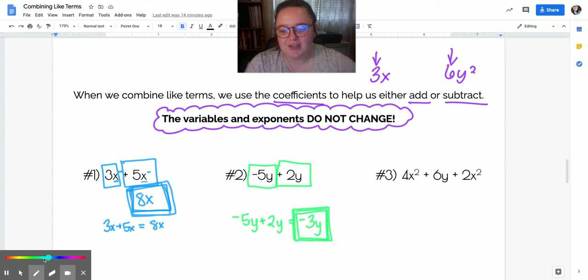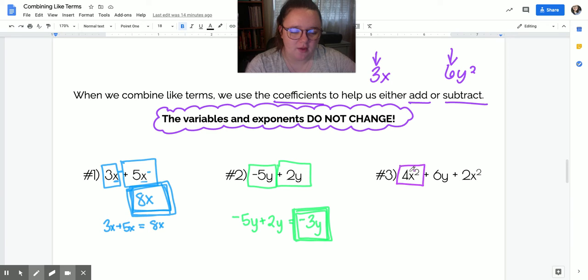Now let's look at this third example. Here's where we step it up a bit, right? There's 3 terms here. Let's see what we do with 3 terms. Let's see, is it any different? I have a 4x squared. Are there any more x squareds? There is, right here. This one is not an x squared, so I cannot say it's a like term. I'm only going to combine the like terms. So 4x squared plus 2x squared. Well, when I combine that, 4x squared and 2x squared makes 6x squared. So when I combine those two, I got 6x squared.